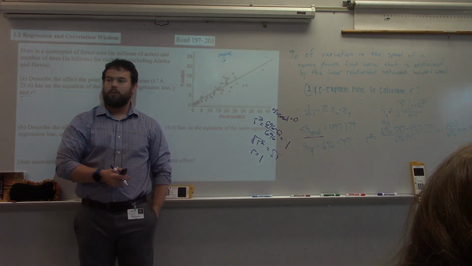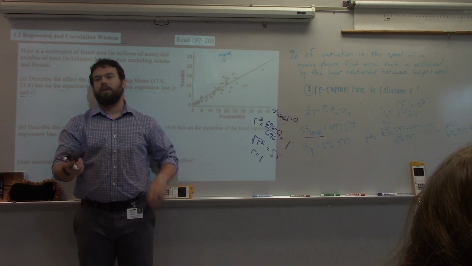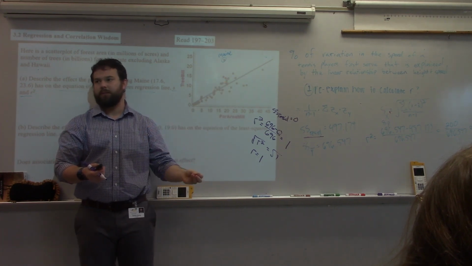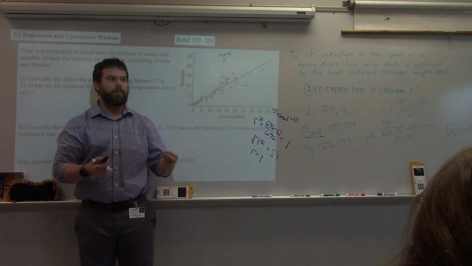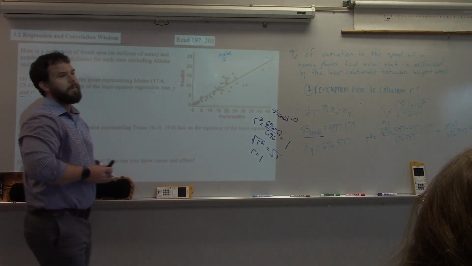Now I do have to point out, if R squared is 1, is R 1? It could be negative. We have to remember it could be positive or negative, whether the line is increasing or decreasing, so if the slope is positive or negative. So don't forget, just because R squared is 1 does not mean R is 1. It could be positive or negative.